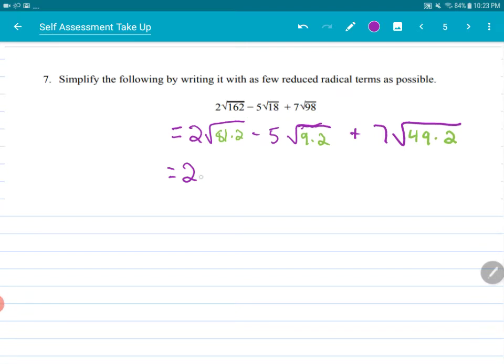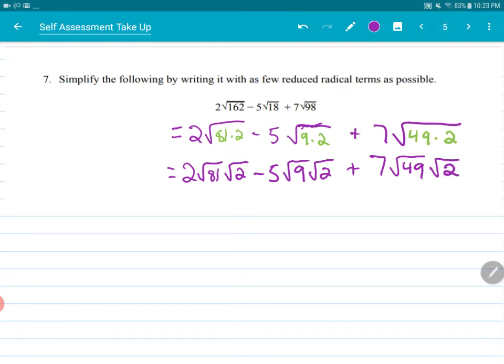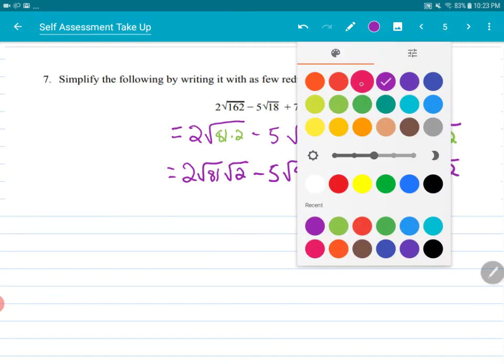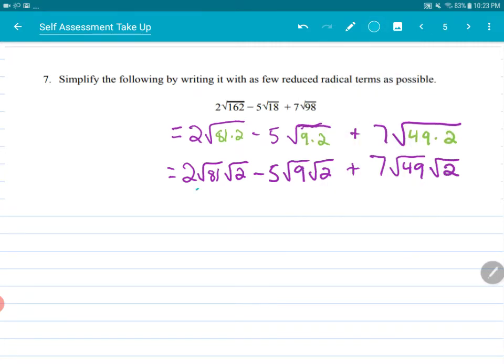root 81 times 2 is the same thing as saying root 81 times root 2. All those things are still multiplied. I'm just breaking it up so it'll be easier to simplify. Same with here, 5 times root 9 times root 2 plus 7 times root 49 times root 2. So now all we're doing is just simplifying, right? The things that can be simplified. So root 81 is actually a whole number, so let's reduce it. Root 9 is actually a whole number, and root 49 is actually a whole number.